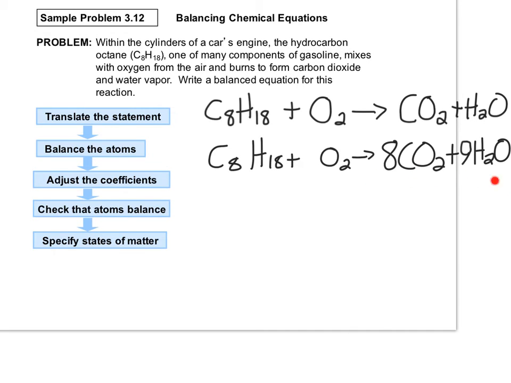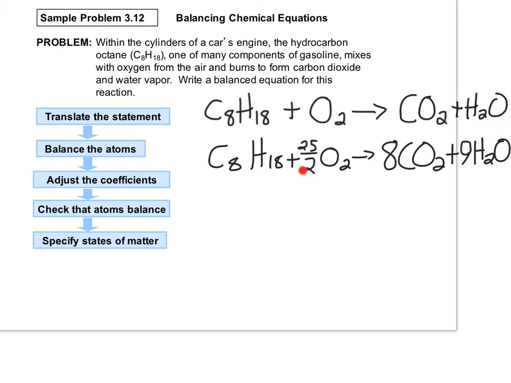So I've got 25 total oxygens on the right, and I've only got 2 on the left, so I've got to ask myself, how can I turn 2 into 25? What can I multiply by 2 to get 25? The answer is 25 halves, because 25 halves times 2 is 25. Now, the next step says we have to adjust the coefficients. In other words, we can't leave this as a fraction. These stoichiometric coefficients have to be whole numbers.